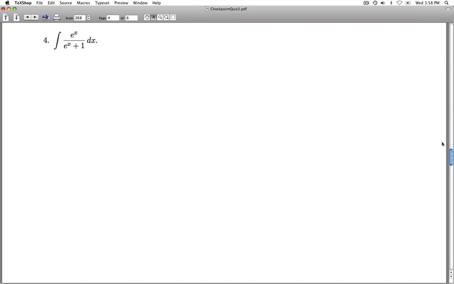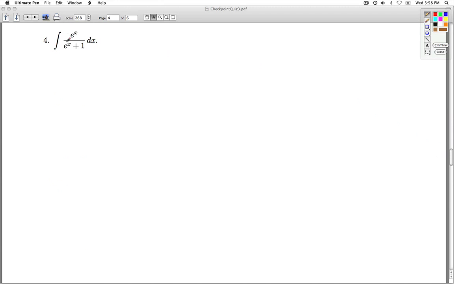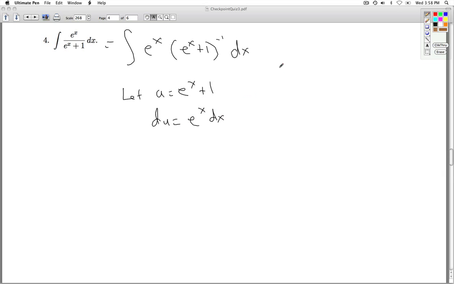Number 4. I can proceed as usual, e to the x, bring up the denominator, e to the x plus 1 to the minus 1 power dx. I can't multiply through because I've got a negative 1 power there, so I'm going to let u be the thing inside the parentheses. So what's your du? E to the x dx. So if I rearrange this integral, I have exactly what I need.